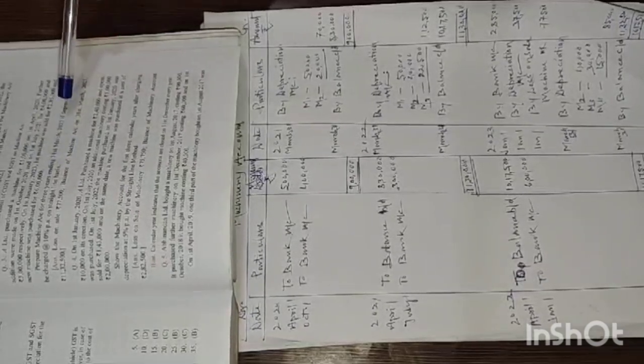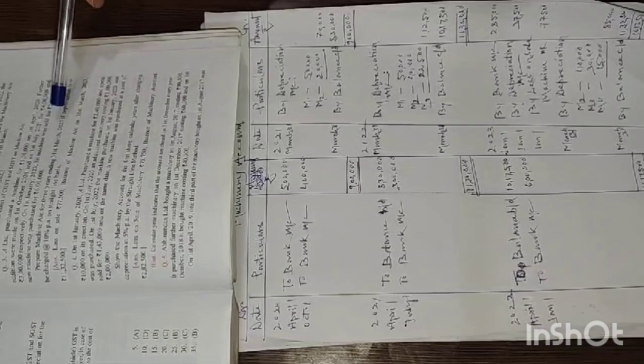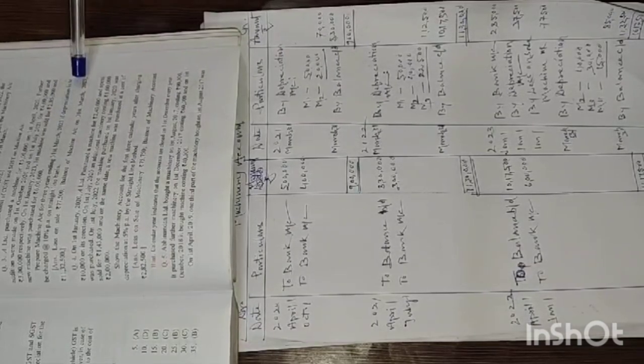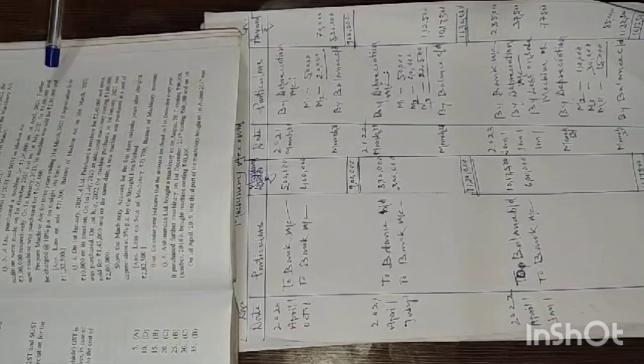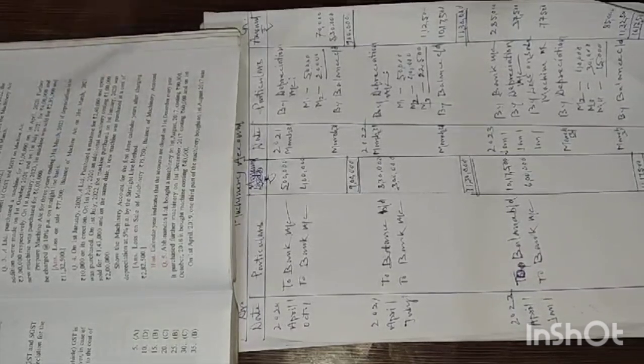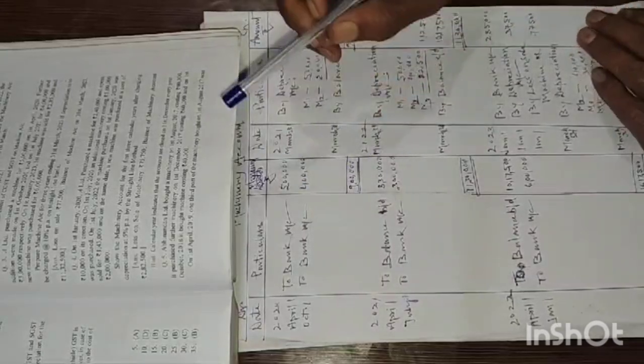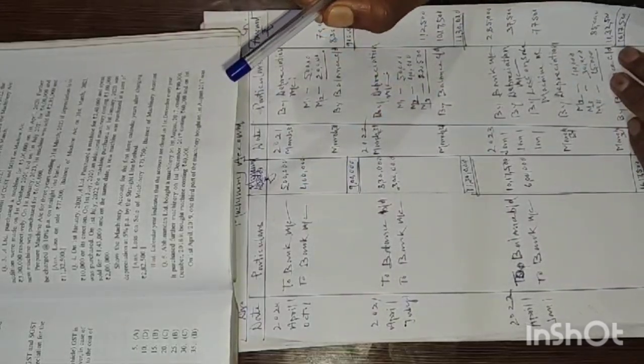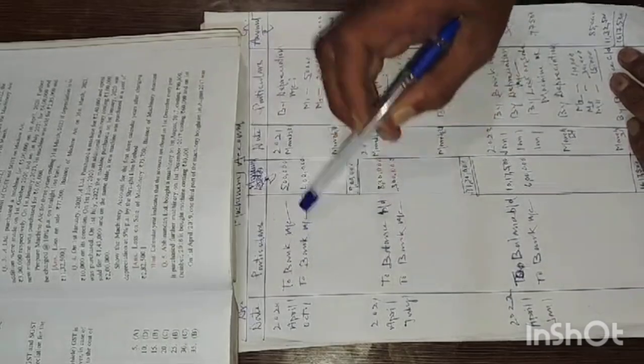We have to prepare machinery account for the 3 years ending 31st March 2023, and depreciation is charged at the rate of 10% per annum on a straight line basis. Here the first machinery was purchased on 1st April 2020 for rupees 5 lakh.